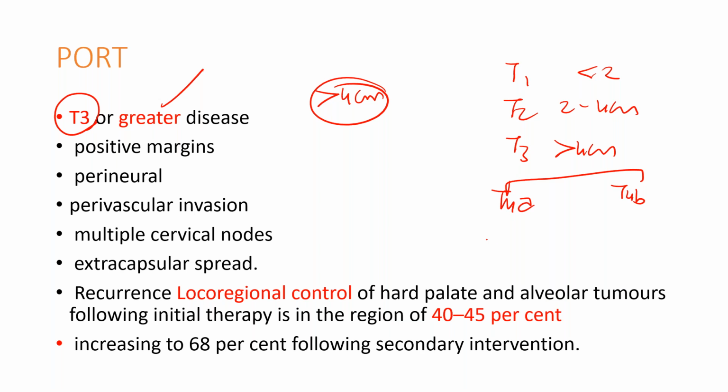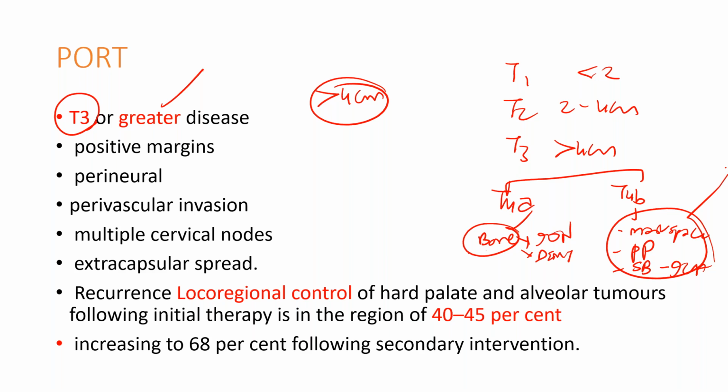For T4A, if it is upper jaw, you have to say that it is going to the level of the bone of the maxilla, towards the infraorbital nerve, and then towards the deep extrinsic muscles of the tongue. And T4B is the masticator space, and also the pterygoid plates, the skull base, and the internal carotid artery. All these are T4B. So when you have more than T3, all these patients should be given postoperative radiotherapy.